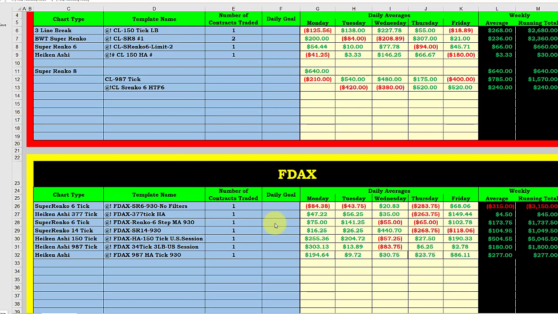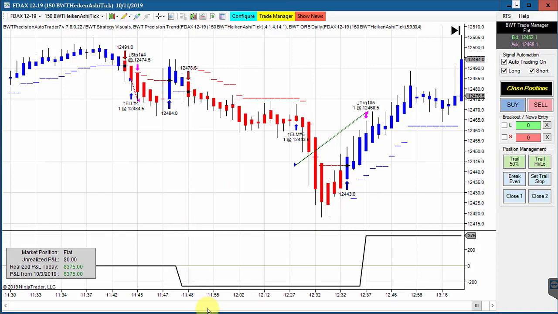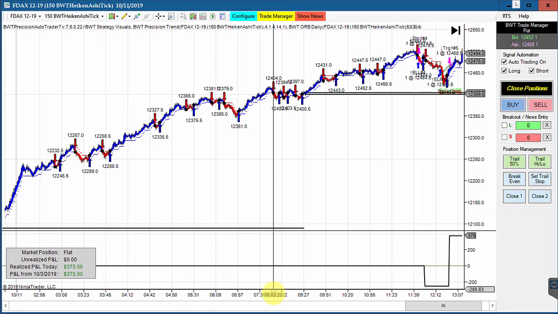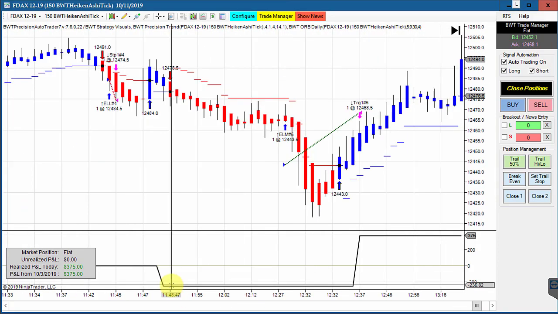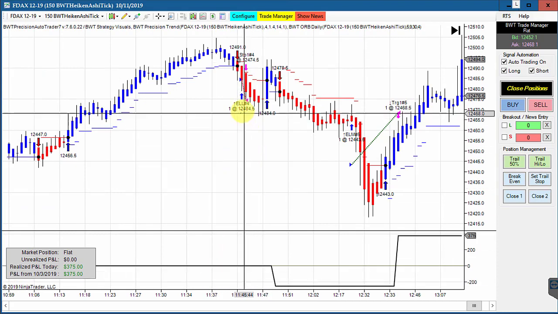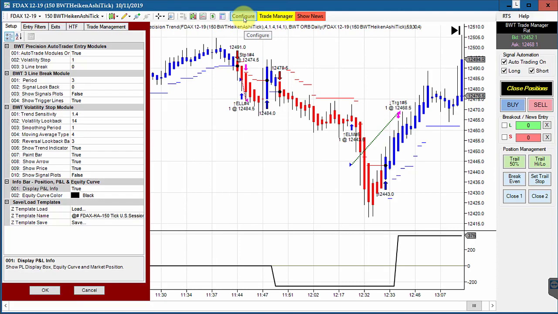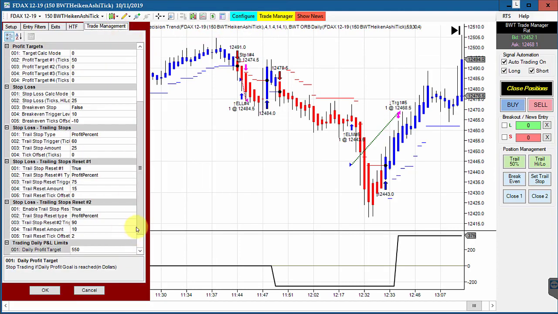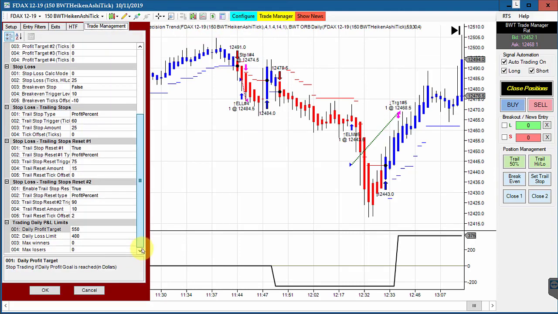And then on the DAX, it is clearly the Heikin-Ashi 150. And here is that chart here. And it looks like it didn't trade till late in the morning. This is on the U.S. session here. It has a goal of 550 and a loss limit of 400, trading a single contract.